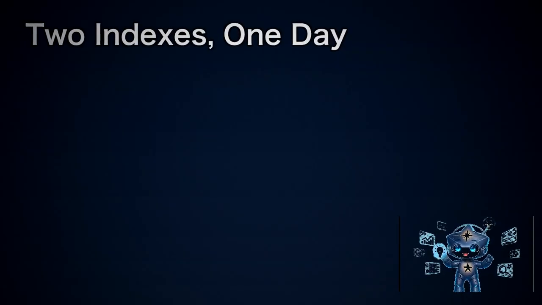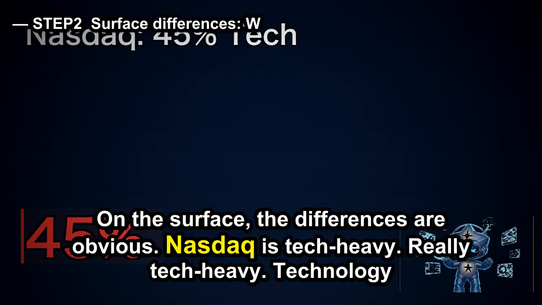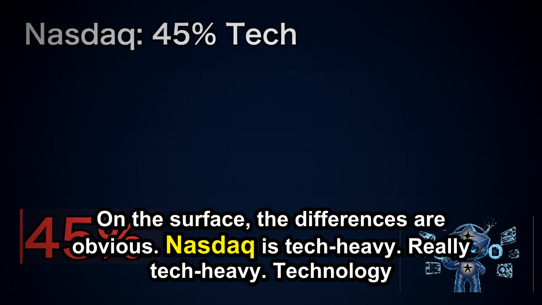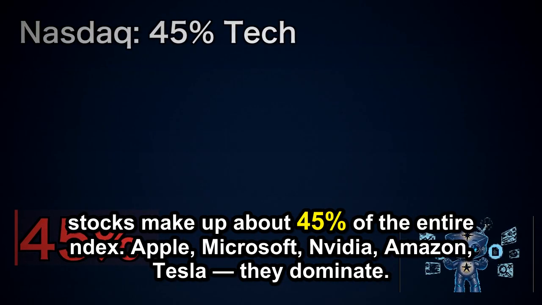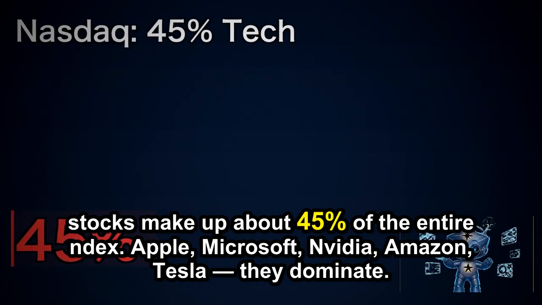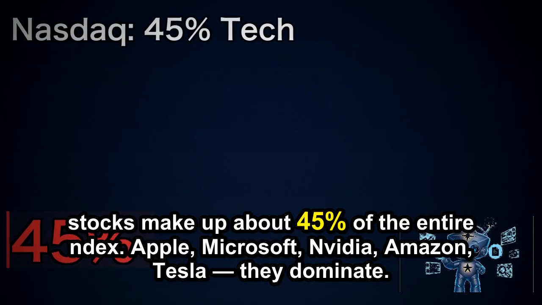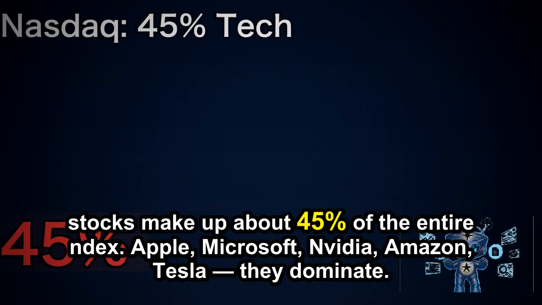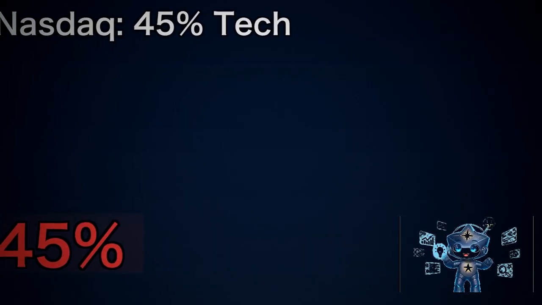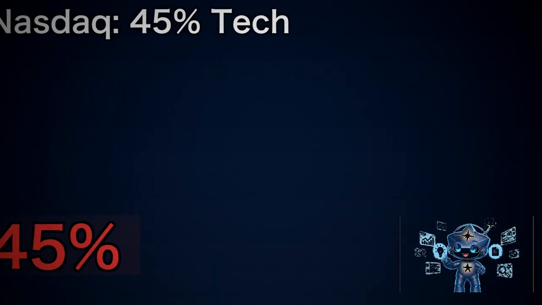Let's break it down. On the surface, the differences are obvious. Nasdaq is tech-heavy, really tech-heavy. Technology stocks make up about 45% of the entire index. Apple, Microsoft, Nvidia, Amazon, Tesla, they dominate. When you look at the Nasdaq chart, you're basically looking at whether big tech is winning or losing.